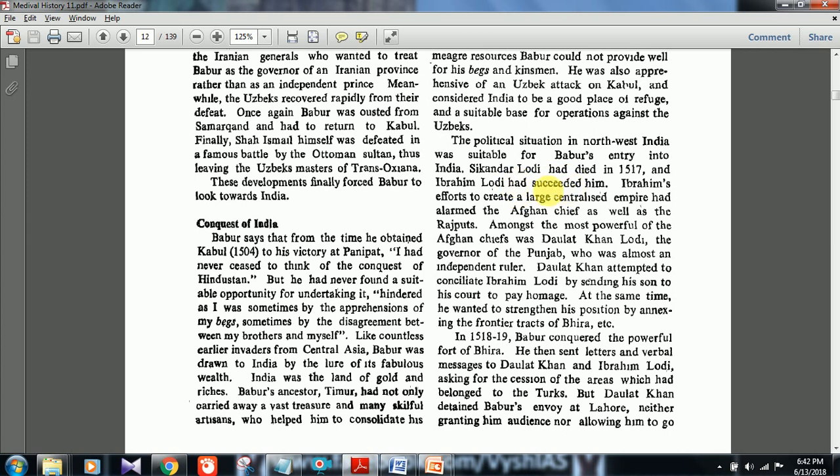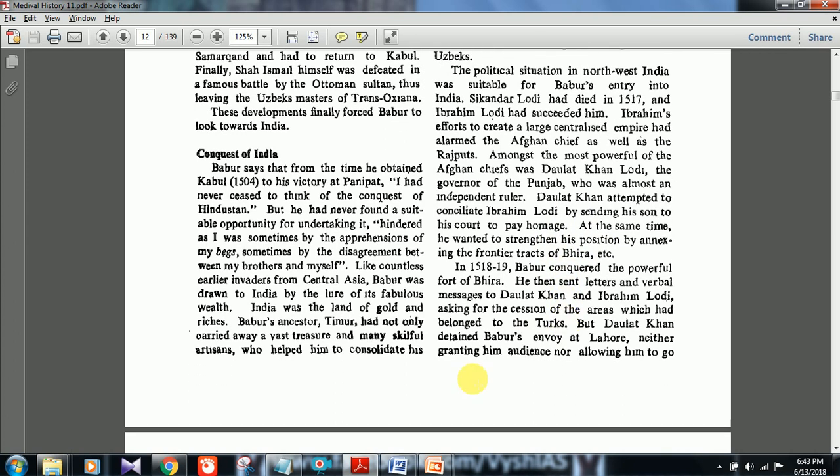Okay, so Ibrahim's effort to create a large centralized empire had alarmed the Afghan chiefs as well as the Rajputs, and the most powerful of the Afghan chiefs was Daulat Khan Lodi. Okay, so there was an Afghan chief there. Not the Lodi ruler but a chief, Daulat Khan Lodi, the governor of the Punjab, who was almost an independent ruler. So he attempted to throw away this person Ibrahim Lodi. Okay, so a lot of things were attempted by himself, but later I think he will only invite Babur.